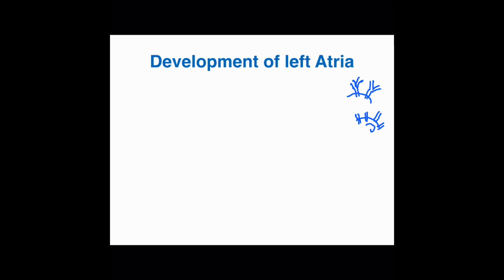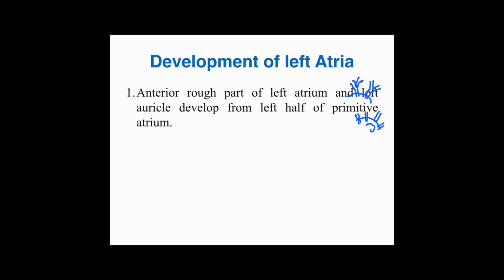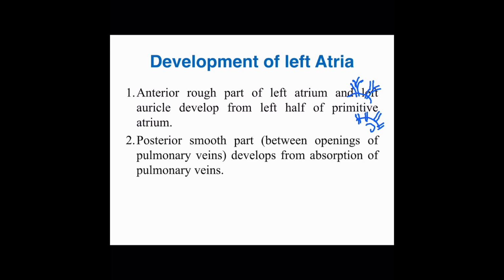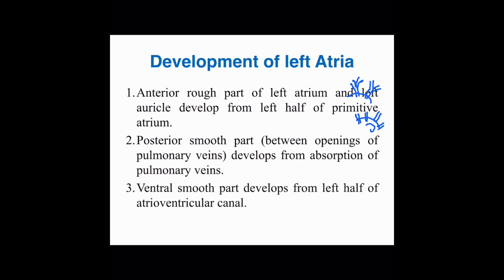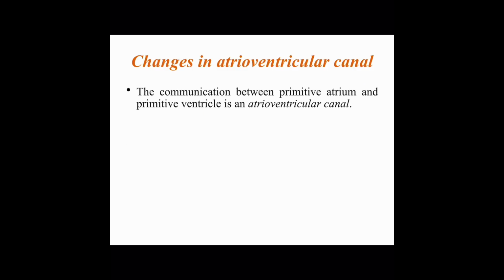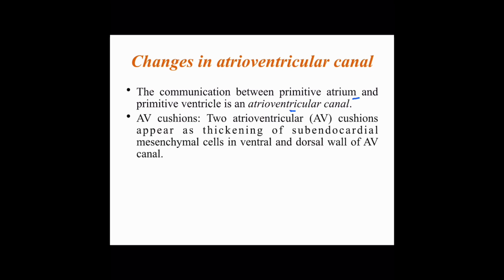Right. So just to summarize, the left atrium develops anterior rough part and left auricle from left half of primitive atrium, and posterior smooth part from pulmonary vein absorbed portion, and ventral smooth part from the left half of atrioventricular canal. Now the changes are seen in atrioventricular canal. It is nothing but a communication between primitive atrium and the ventricle. Okay, that is atrioventricular canal.